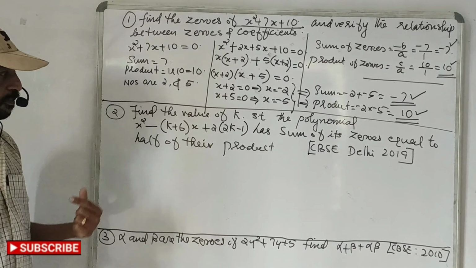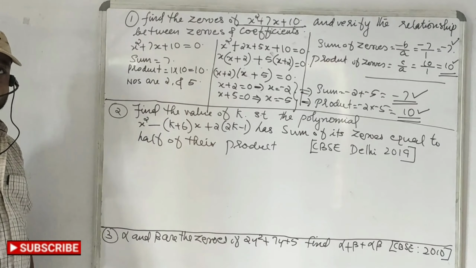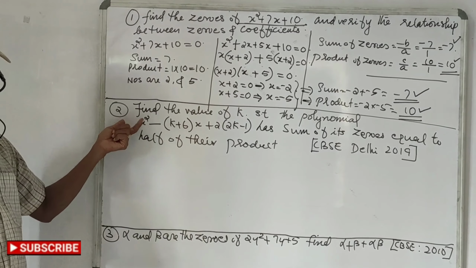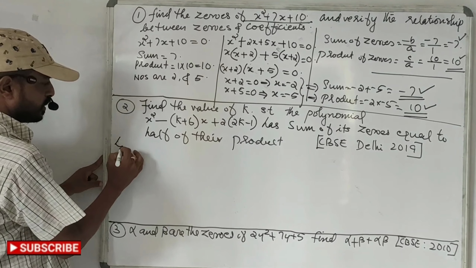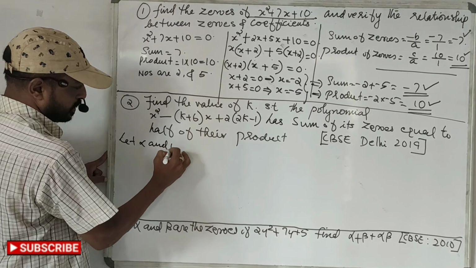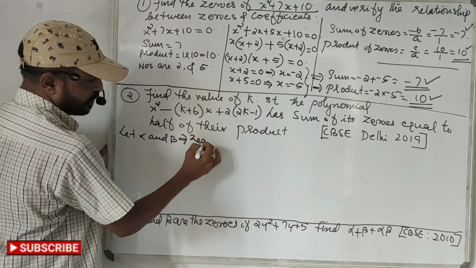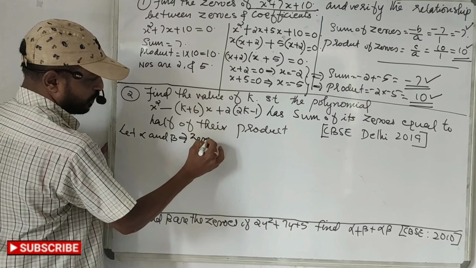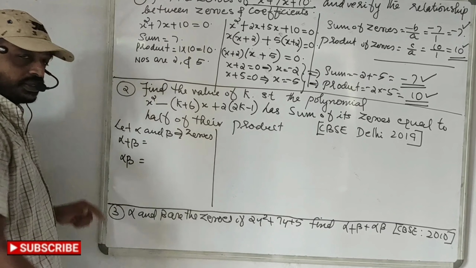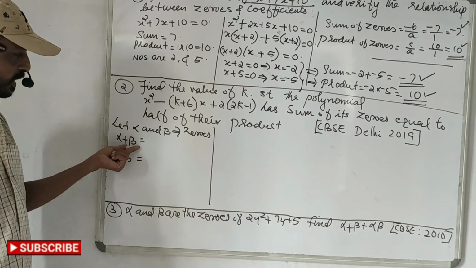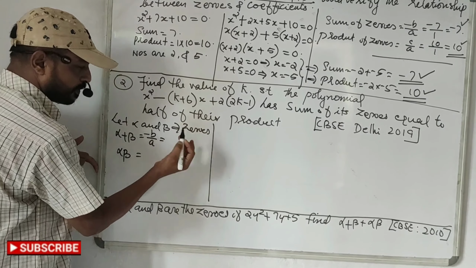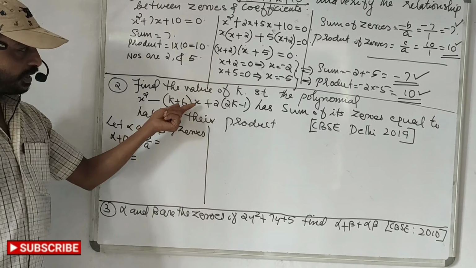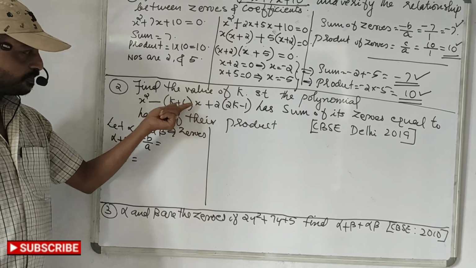For a second degree polynomial, two zeros are there. We are assuming that let alpha and beta be the zeros of the polynomial. So what will be alpha plus beta? We can find out alpha plus beta and alpha into beta. Alpha plus beta is sum of the roots. What is sum of the roots? Minus b by a. What is b? B is the coefficient of x.